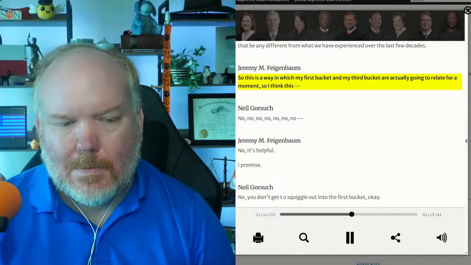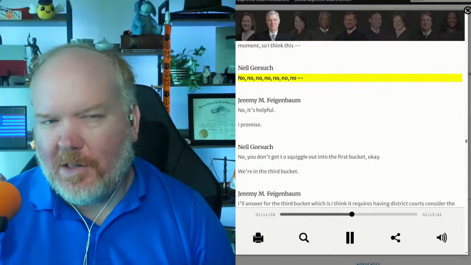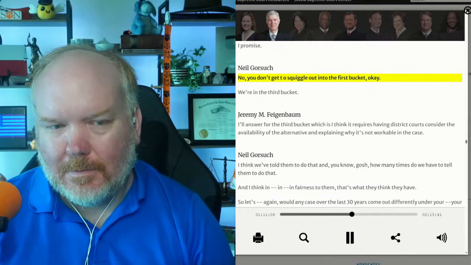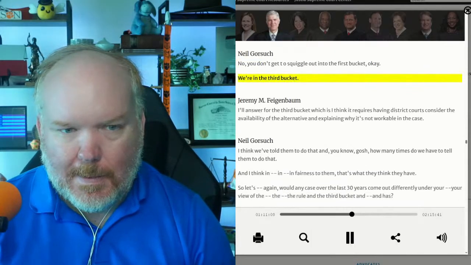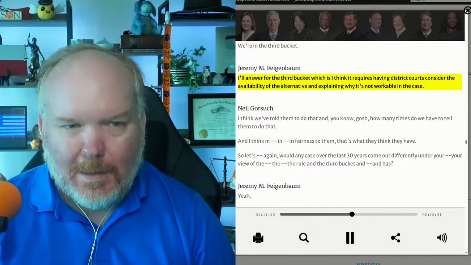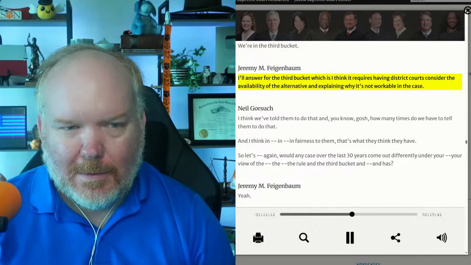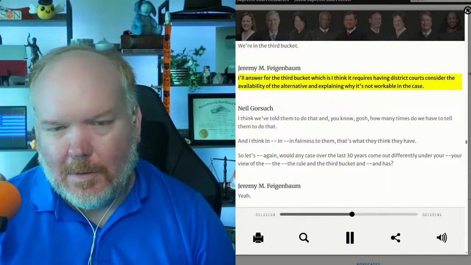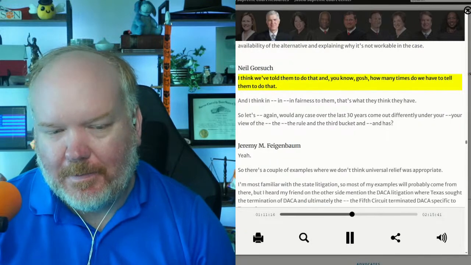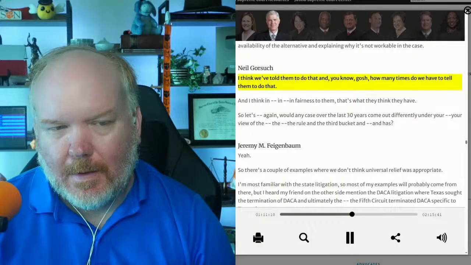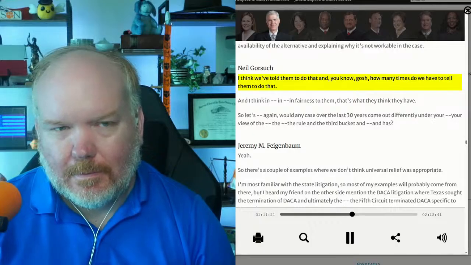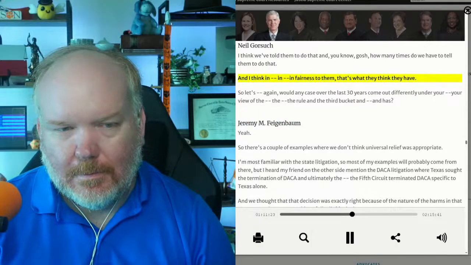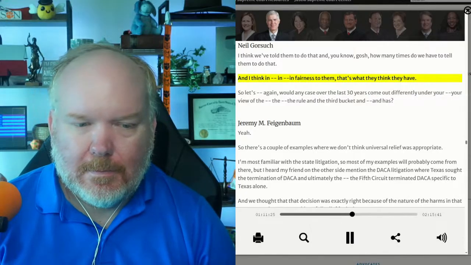So this is a way in which my first bucket and my third bucket are actually going to relate for a moment. So I think... No. Don't get to squiggle out into the first bucket, okay? We're in the third bucket. I'll answer for the third bucket, which is I think it requires having district courts consider the availability of the alternative and explaining why it's not workable. He has a bucket, people. I think we've told them to do that. And how many times do we have to tell them to do that? And I think, in fairness to them, they think they have.